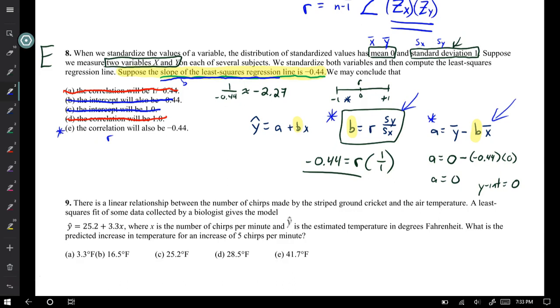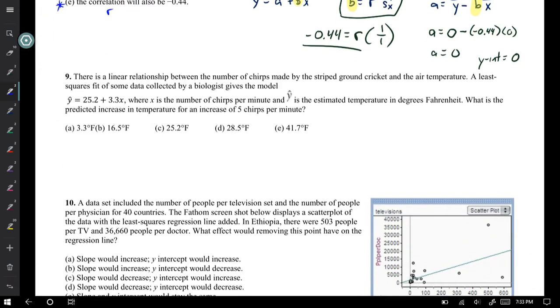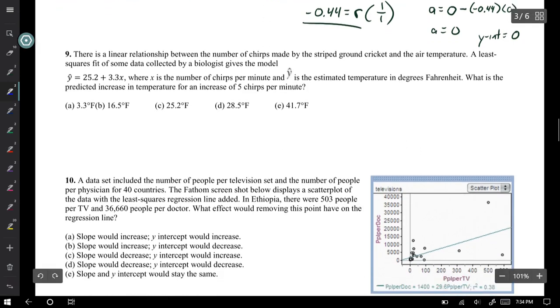So now let's look at question 9. There is a linear relationship between the number of chirps made by the striped ground cricket and the air temperature. A least squares fit of some data collected by a biologist gives the model y hat equals 25.2 plus 3.3x, where x is the number of chirps per minute and y hat is the estimated temperature in degrees Fahrenheit. What is the predicted increase in temperature for an increase of 5 chirps per minute?